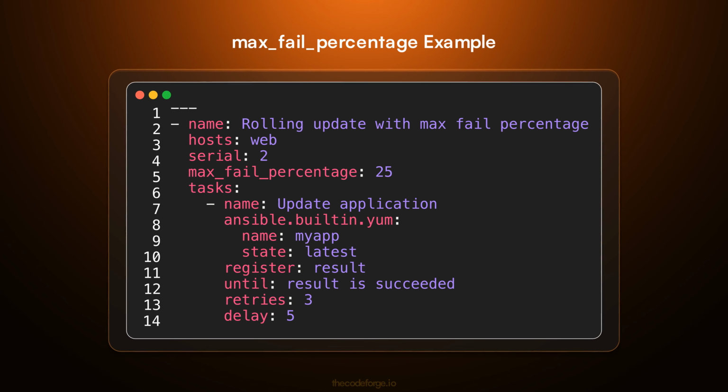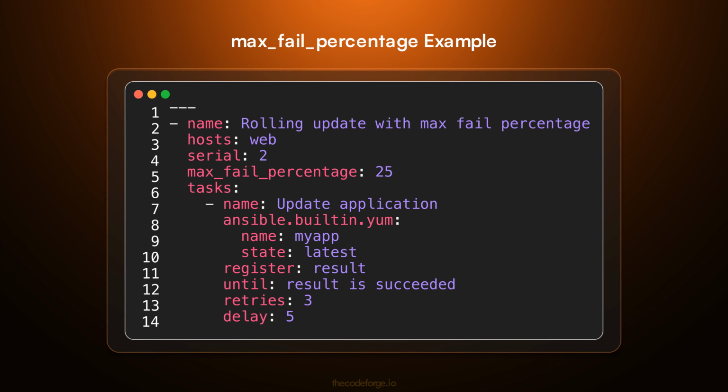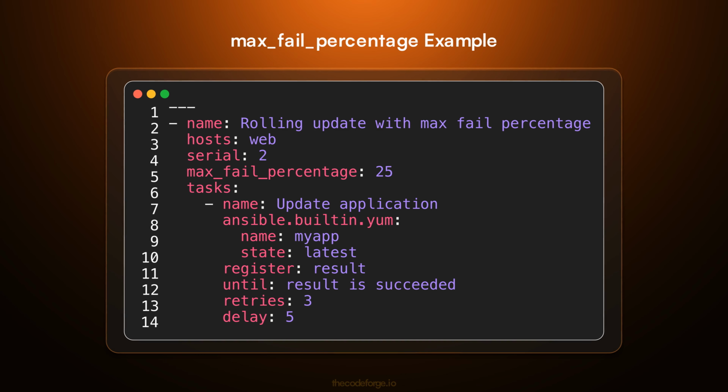Here we perform a rolling update with serial: 2 and max_fail_percentage: 25. If more than 25% of the hosts in a batch fail, i.e., 1 out of 2, the play stops. We also use until, retries, and delay to retry on transient failures.